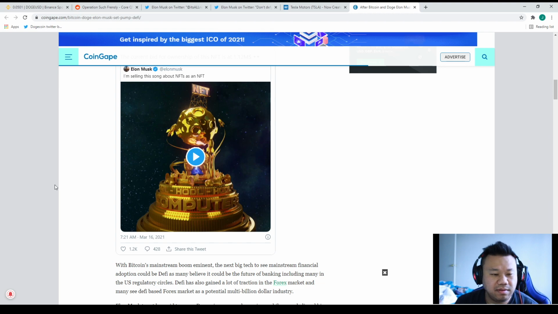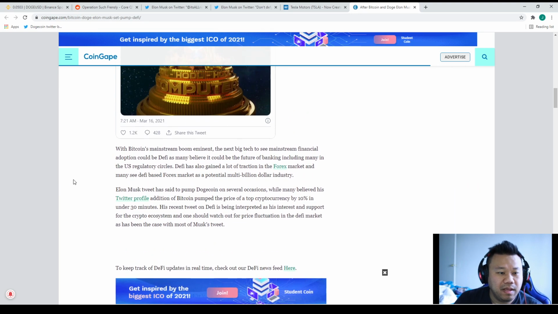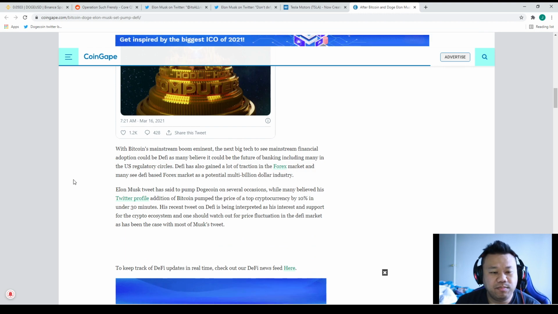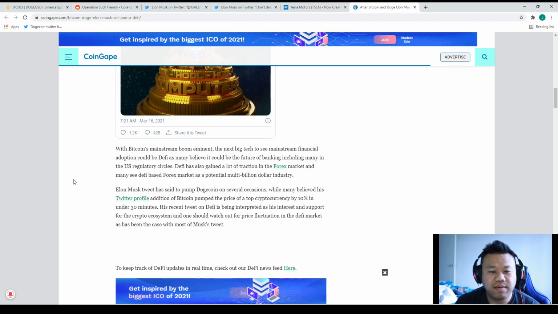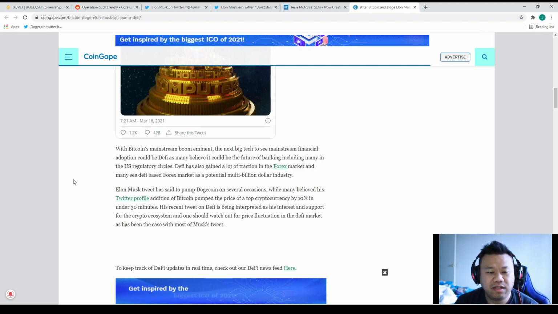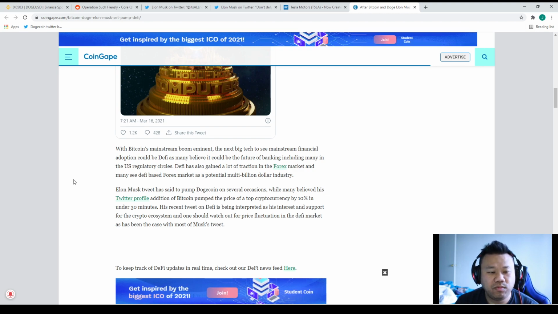NFTs came out. Doge, Elon Musk made an NFT, right? With Bitcoin's mainstream boom imminent, the next big tech to see mainstream financial adoption could be DeFi, as many believe it could be the future of banking, including many in U.S. regulatory circles. Okay, that's interesting. I haven't heard anything about that personally, but that's definitely interesting though.